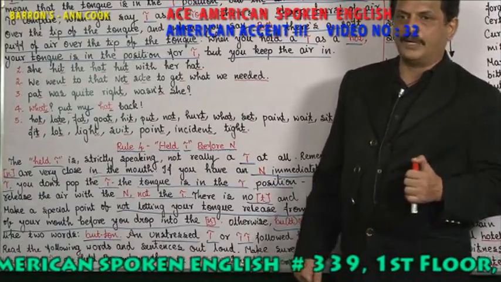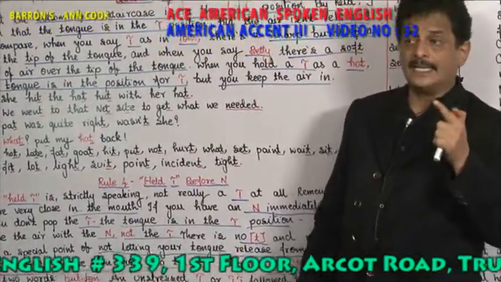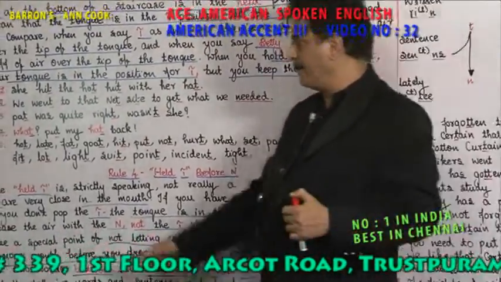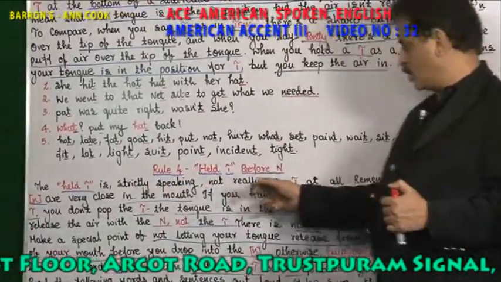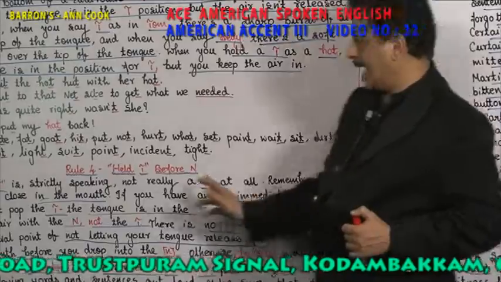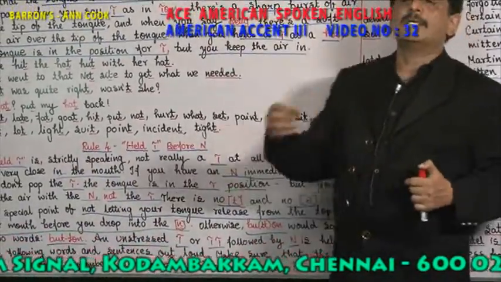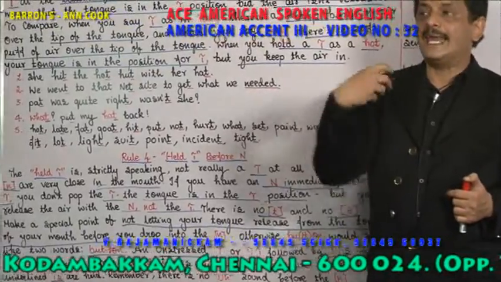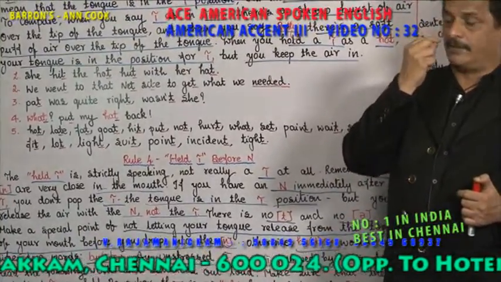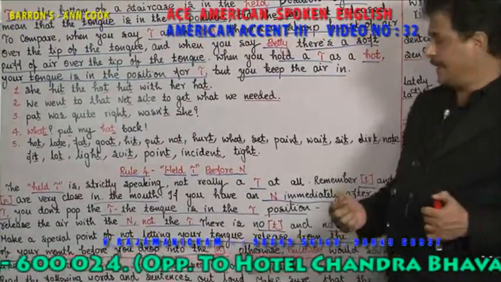See, for example, after T, after certain letters, N comes, the T is held. The held T is, strictly speaking, not really a T at all. Remember, T and N are very close in the mouth. You say T, you say N, both start from the same place, right? The tip of the tongue goes above the upper teeth.